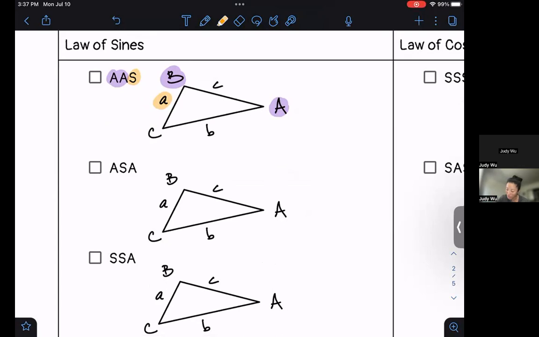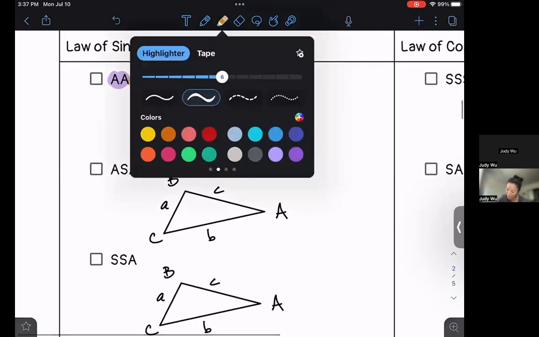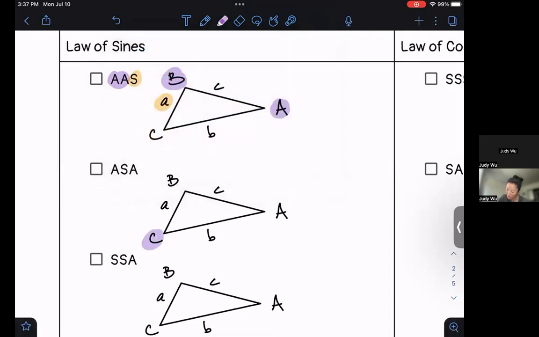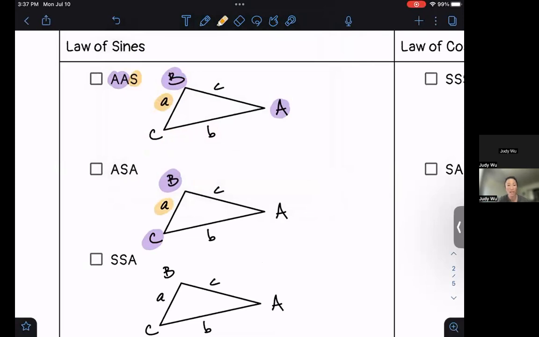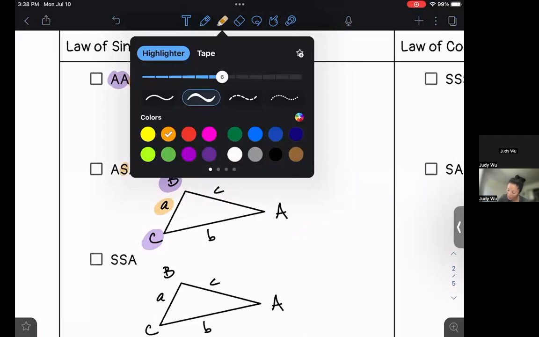That might be something like we have this angle C and angle B, then we would have to know side a, which is the side in between those two. Or we could have this angle, and then we would have to have side c. So let's just color that in.